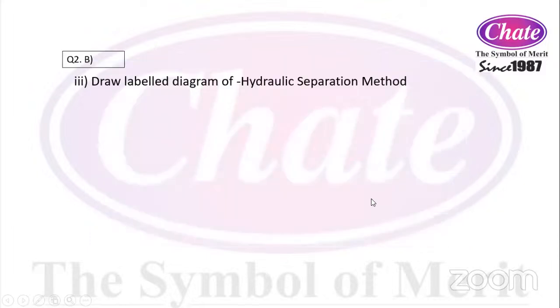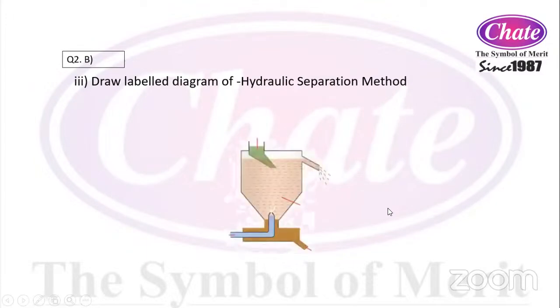That is, draw a labelled diagram of the hydraulic separation method. Now here you can just draw the diagram like this. While drawing, the diagram in the answer sheet should be between 6 to 8 lines only, not bigger than that. You can draw this diagram at the middle of the paper. Do not try to draw the diagram only at the bottom or only at the top area. It should be at the middle of the page, so that you can also label it very well.